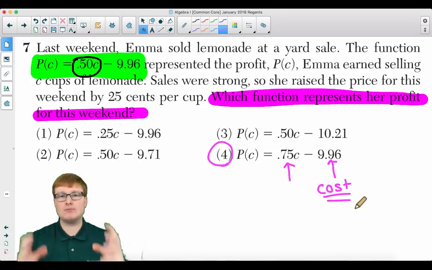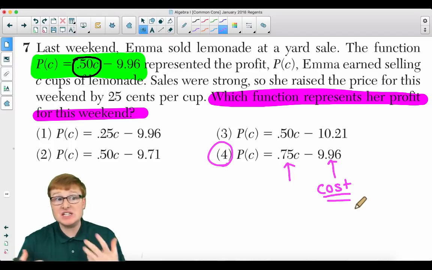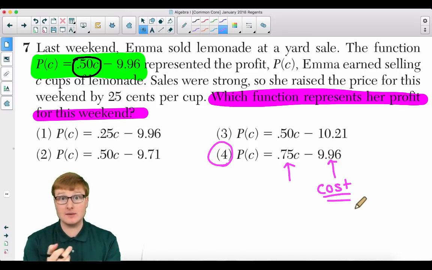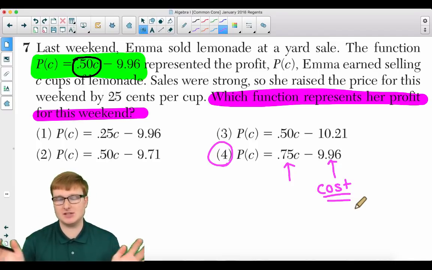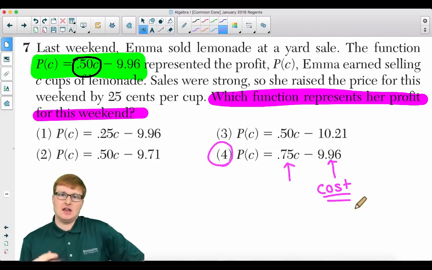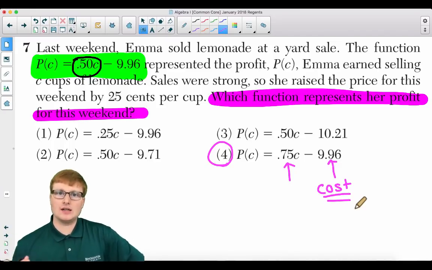That is representing how much money Emma had to spend to get the business going, right? She had to pay for the lemons themselves. Probably had to pay for sugar. Who knows how much lemons and sugar cost, and she had to stir it up, but that doesn't cost anything, right? But the cost remains constant. Nothing went up in cost as far as we know.